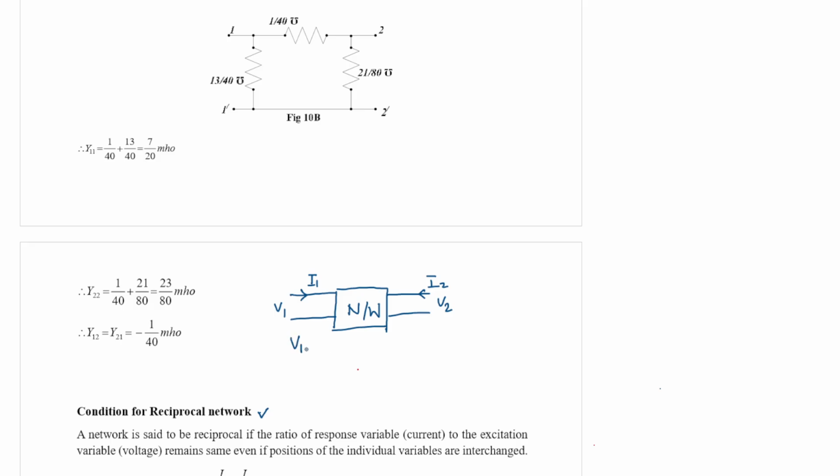Now this V1 and V2 are called excitation variable. On the other hand, I1 and I2 are called response variable.